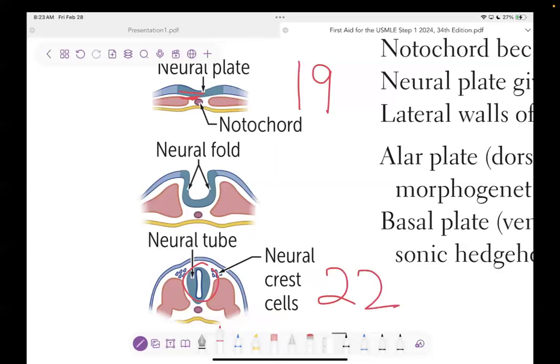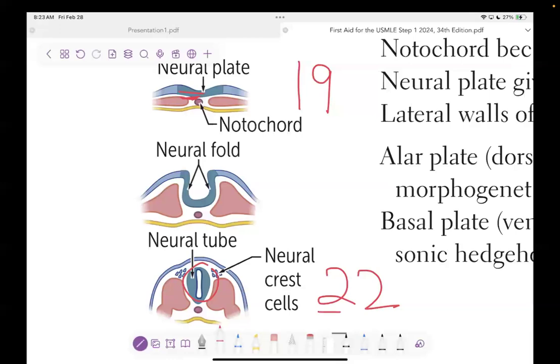And how to remember? At the moment it's very easy for everyone to remember day 22 and day 19. But once you finish the whole First Aid book, it's very hard to remember the numbers. So let's make mnemonics for the numbers. It was so helpful for me, and you can also use it.